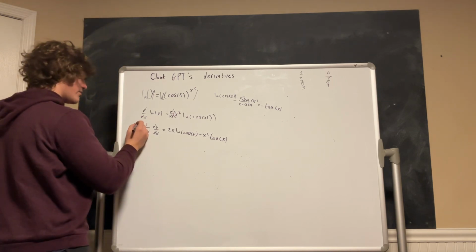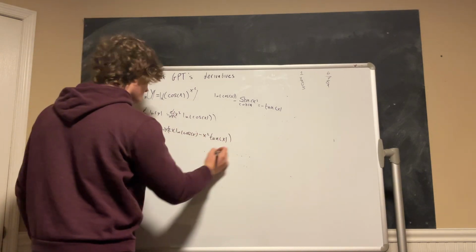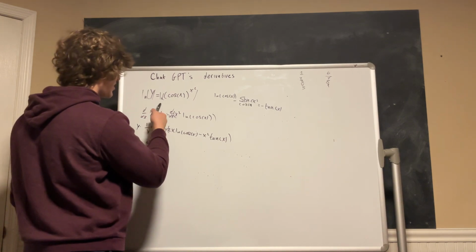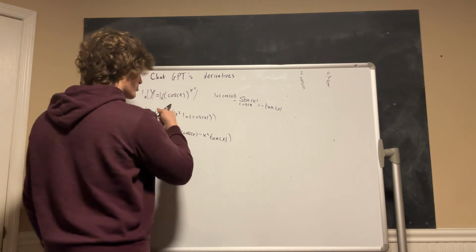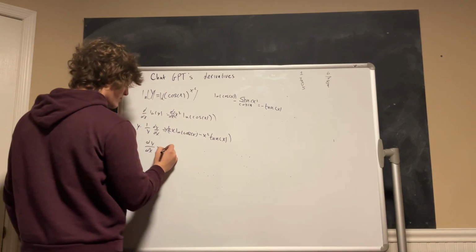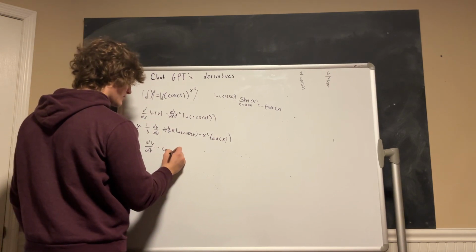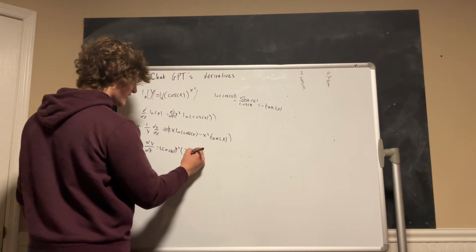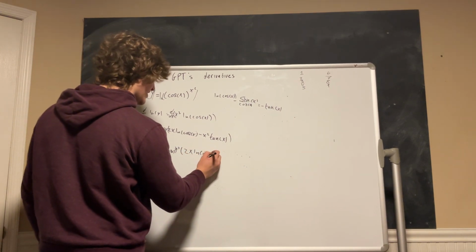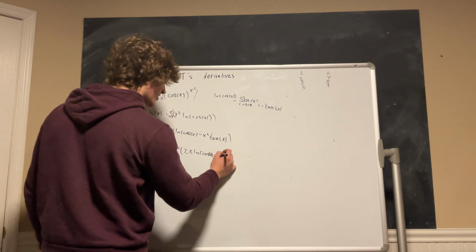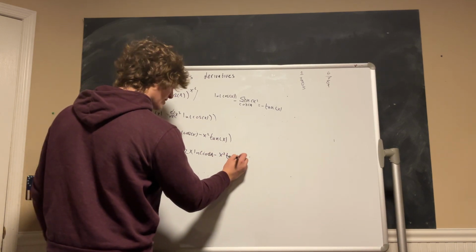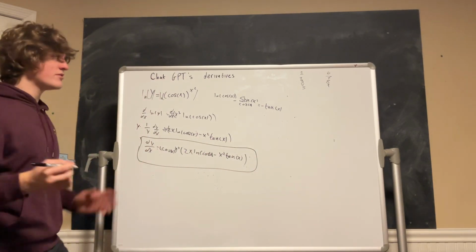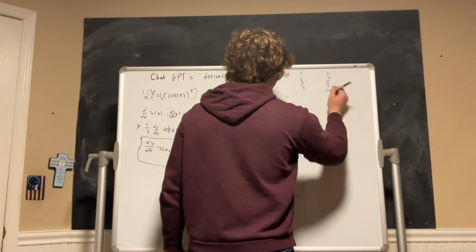And now we have to go ahead and multiply both sides by y, and we get dy over dx is equal to, remember our y was cosine x to the x squared, so this is cosine x to the x squared times 2x ln cosine x minus x squared tangent of x. And this is our final derivative for this problem. Number 10 has been checked off.